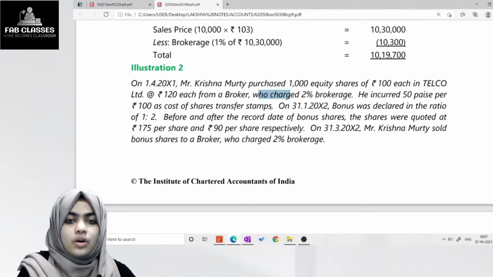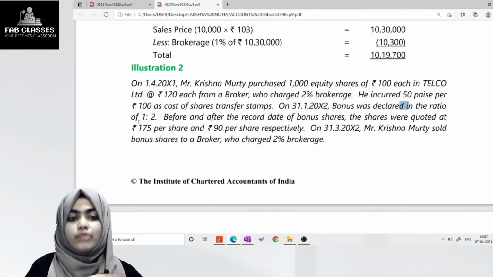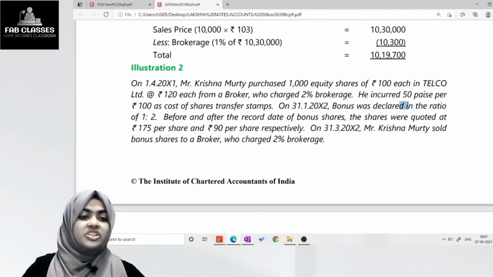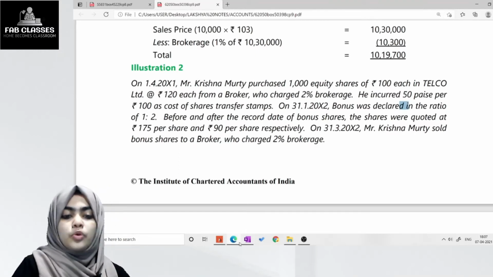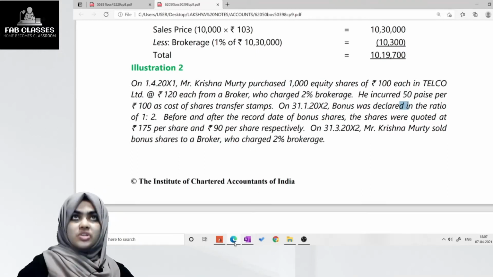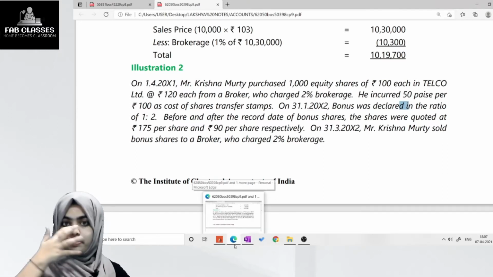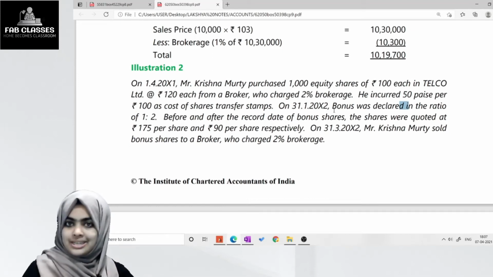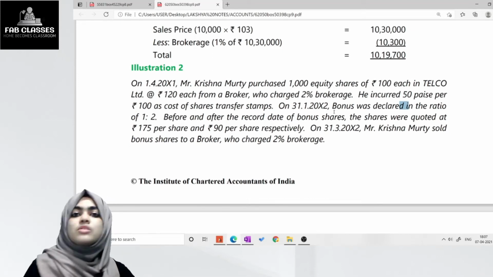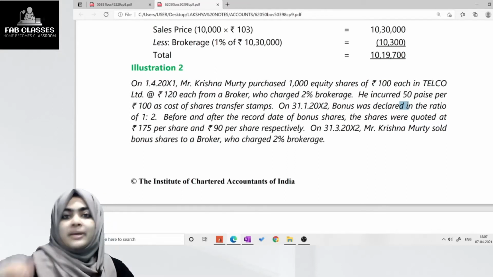And now on 31/1/2012, bonus was declared in the ratio of 1:2. That is 1 share for every 2 shares held. So let's see how to record this. Once we purchase the shares, we know that the entry is investment to bank or shares to bank. However, in this case, shares are coming in, new investments are coming in, but money is not going out. So shares will be debited, but to bank will not come because money is not going out.